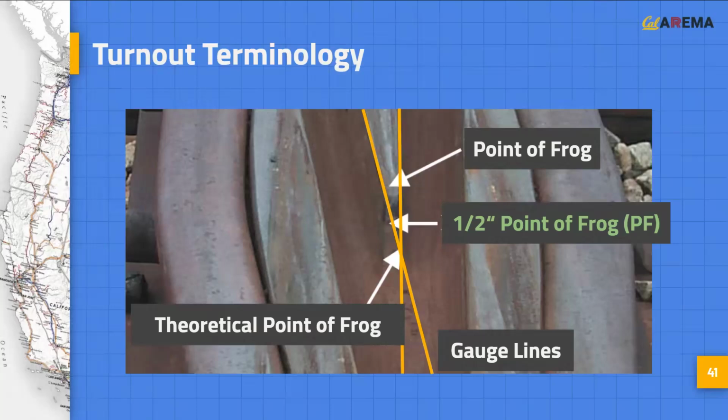A quick note about the point of frog. The point of frog is blunted so that it does not break off under traffic. Thus, the actual point of frog is usually some distance behind the theoretical point of frog, which is where the two gauge lines meet. As a result, we usually take the half-inch point of frog as our point of frog, and it is located where the gauge lines on either side of the frog are a half-inch apart.